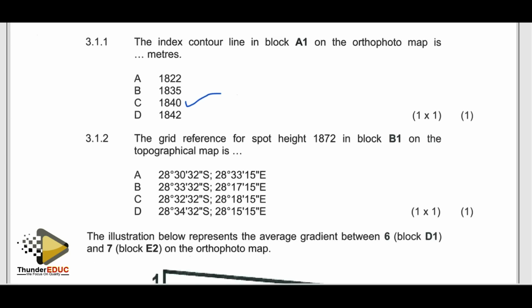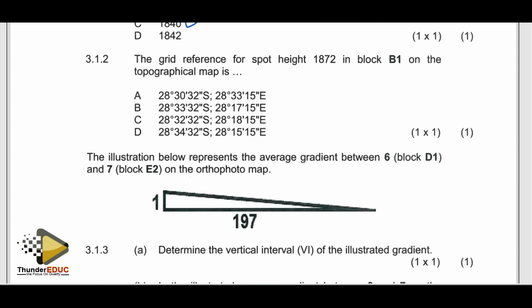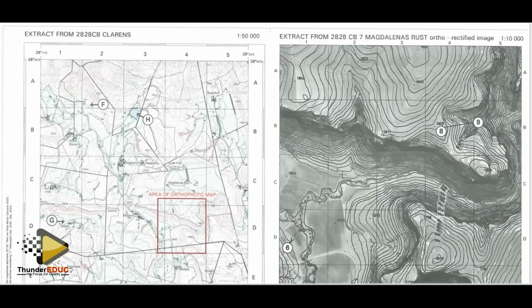Right, we move on to the next question, which is number 3.1.2. The grid reference for spot height 1872 in block B1 on the topographical map. We try to check the spot height in block B1. If you go to our topographic map, our block B1 is here, and our referral point is this trig station, this spot height indicated here with 1872.